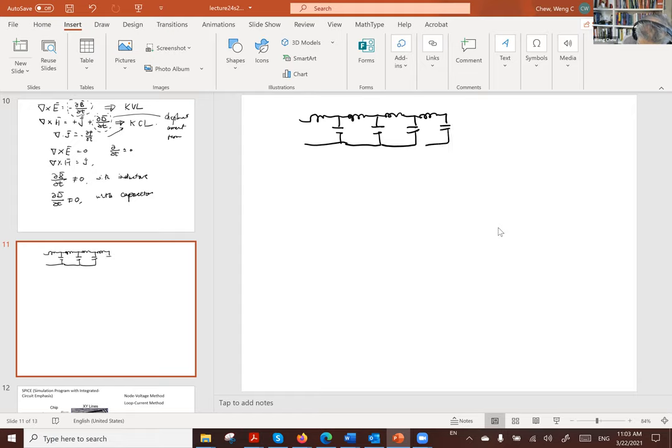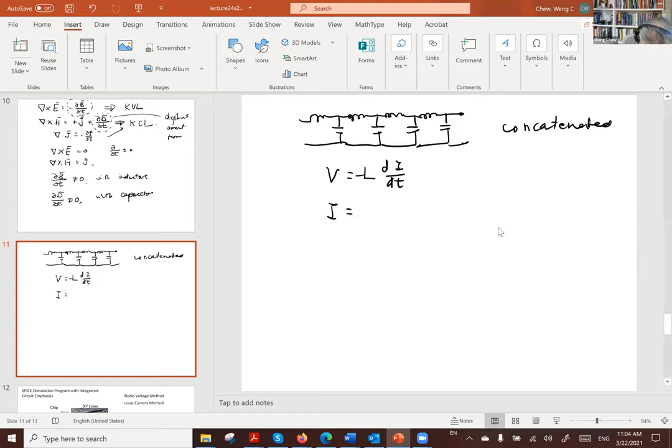We use capacitors and inductors connected in series or concatenated in a certain fashion. And then we came up with V is equal to L di/dt, with a minus sign perhaps, and then I is equal to C dV/dt. I think I'm correct about this, okay?